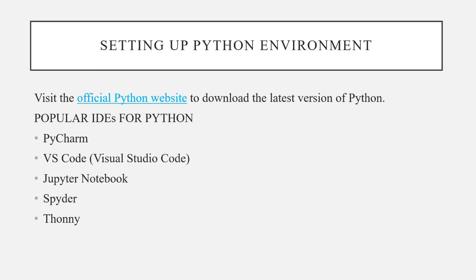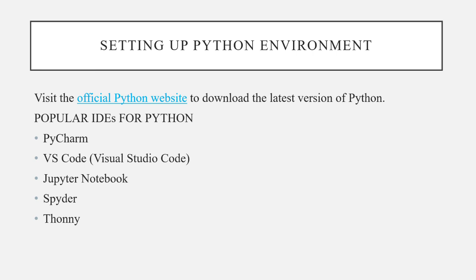Before we start coding in Python, we need to set up our environment. This means downloading Python and choosing a tool to write and run our code, known as an IDE. The first step is to visit the official Python website. You can download the latest version of Python from there. It's free and works on all major operating systems like Windows, macOS, and Linux.